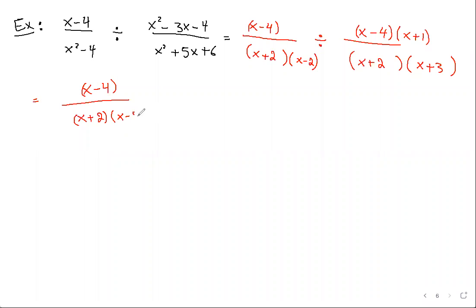times x minus 2, times, we flip this fraction. So we have x plus 2, x plus 3 over x minus 4 times x plus 1. Makes sense? Now what can we cancel?